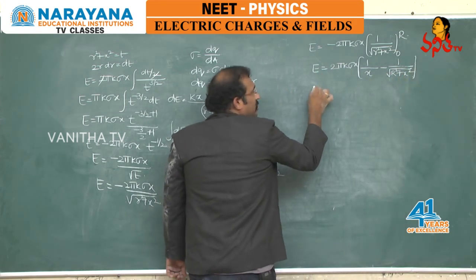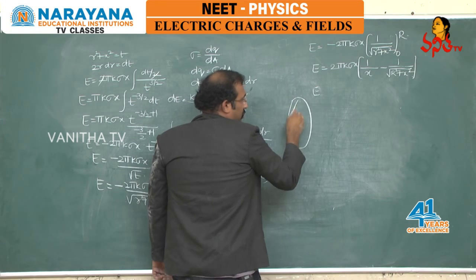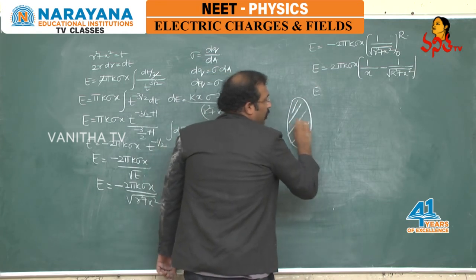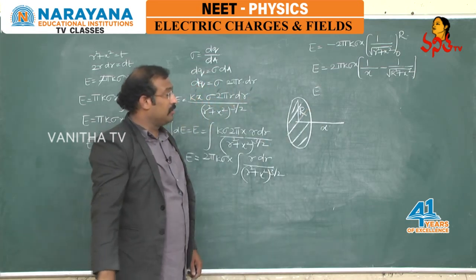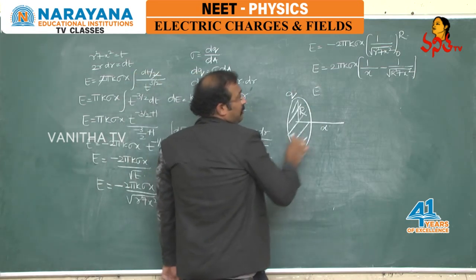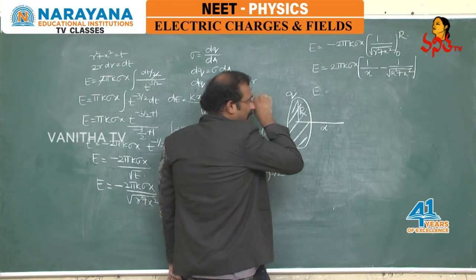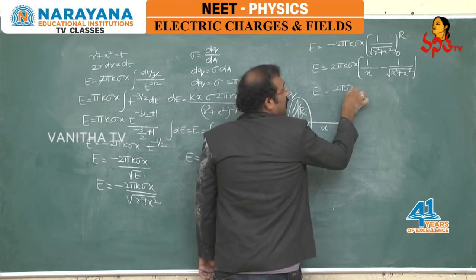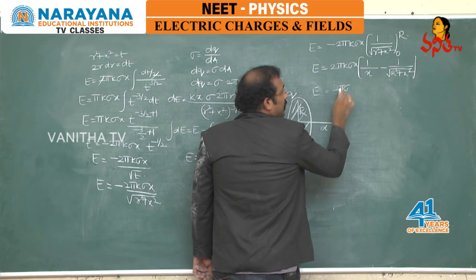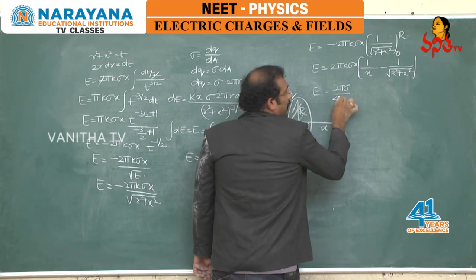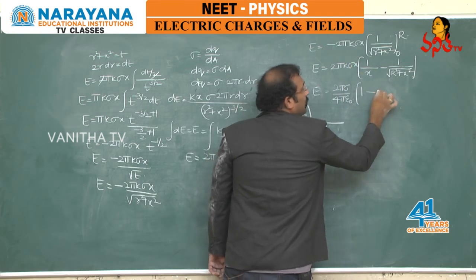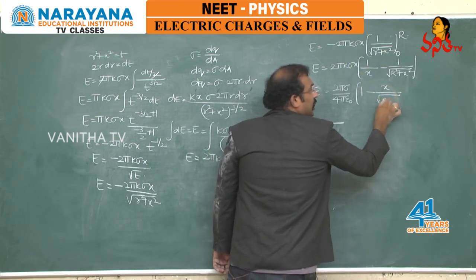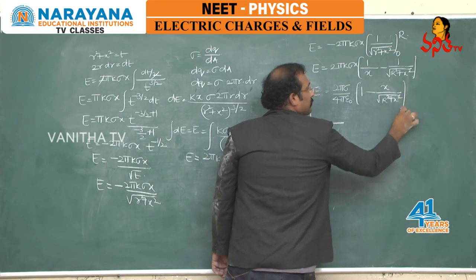So the final equation for the electric field due to a charged disk upon its axis at a distance x, having a radius R and charge q, is given by E is equal to 2 pi sigma by 4 pi epsilon naught into, sending this x inside, 1 minus x by root of R square plus x square.